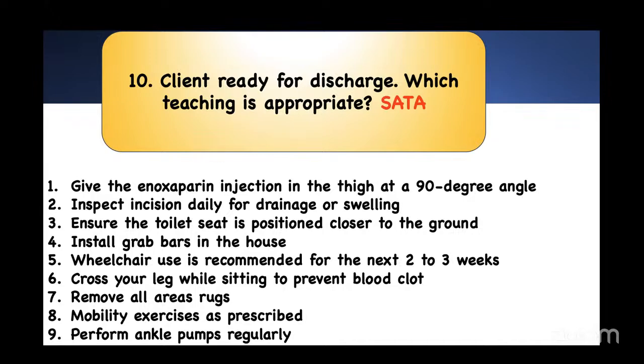So which teaching is good? Number 2 is good: inspect the incision. Number 4, install grab bars. Number 7, remove all area rugs. Number 8, mobility exercise, and perform ankle pumps. This is NCLEX Fundamentals, post-op hip arthroplasty.